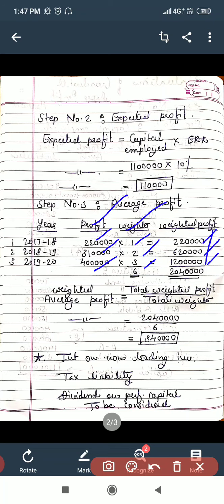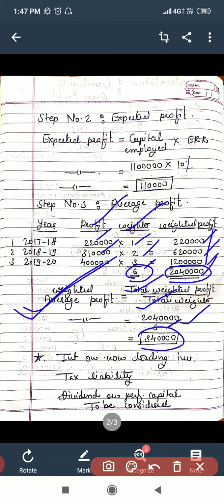If you take the total of all these three, you get the total weighted profit of rupees 20 lakhs 40,000, and the total weights are 6, that is 3 plus 2 plus 1. Now, weighted average profit is equal to total weighted profit divided by total weights. We have the total weighted profit of rupees 20 lakhs 40,000 and the total weight 6. If you solve this equation, you will get 3 lakh 40,000 as your average profit.